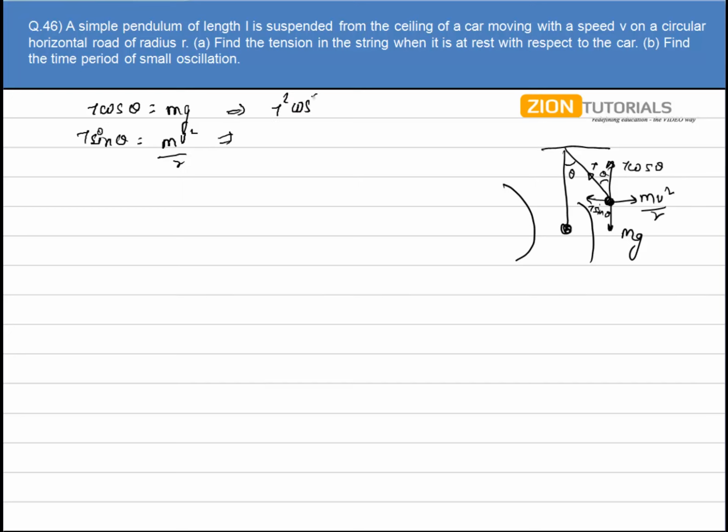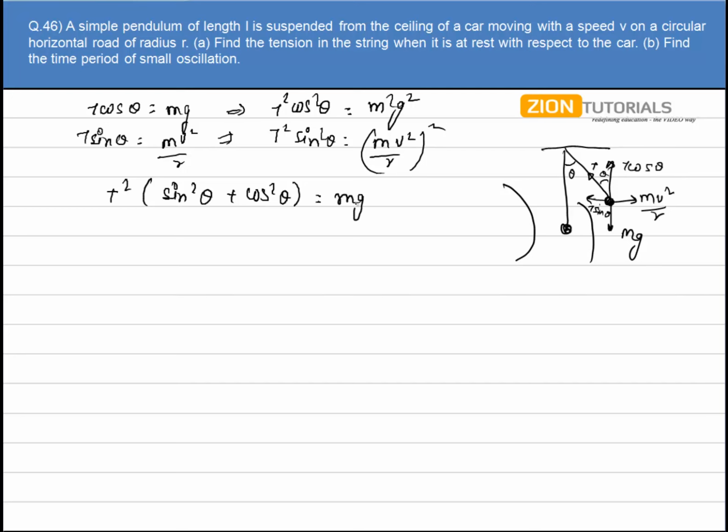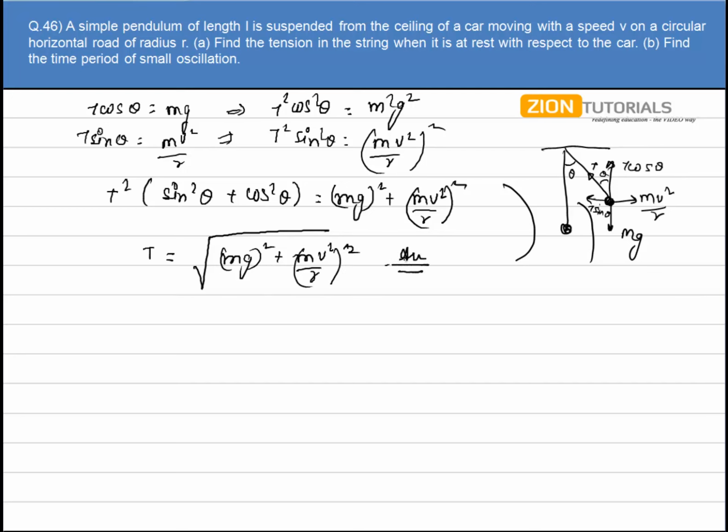That gives me T square cos square theta is equal to m square g square, and T square sine square theta is equal to (mv square by r) whole square. Adding both the equations, I have T square times (sine square theta plus cos square theta) is equal to (mg) whole square plus (mv square by r) whole square. Sine square theta plus cos square theta is equal to 1. So T comes out to be the square root of (mg) square plus (mv square by r) whole square. That is my answer for the first part.